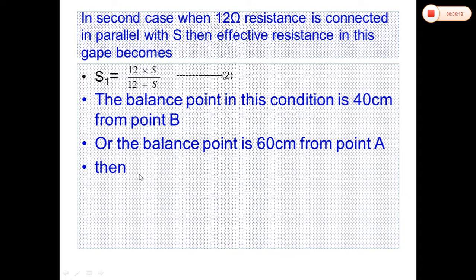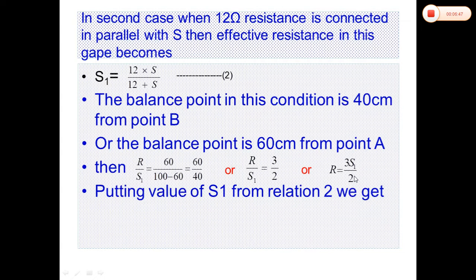Then again, by the condition of meter bridge, R upon S1. Now the resistance in the second gap is S1 and the balance length is 60. So R upon S1 will be 60 upon 100 minus 60, and that is equal to 60 upon 40. So R upon S1 is equal to 3 by 2, or R is equal to 3S1 by 2. Now substitute the value of S1 from equation number 2 in this above relation.